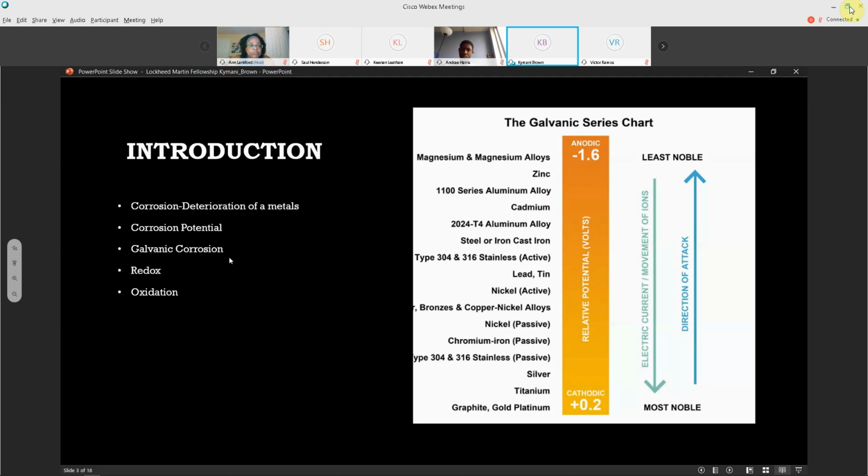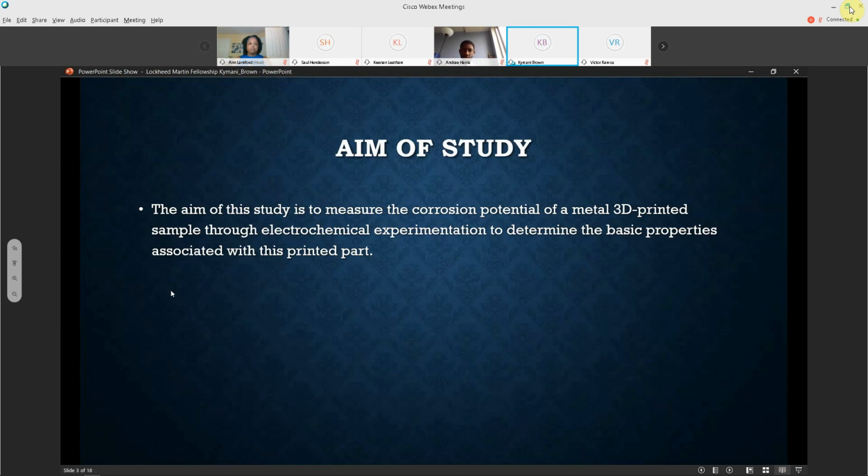Next, we'll be talking about galvanic corrosion, where on the right you can see a reference to a galvanic series chart, which will be referenced later on. Galvanic corrosion is one in which one metal corrodes before another due to how reactive they are. Next, we'll discuss redox: reduction is the gain of electrons, and oxidation is the loss of electrons. The aim of the study was to measure the corrosion potential of a metal 3D printed part or sample through electrochemical experimentation, determining the basic properties associated with this printed part.